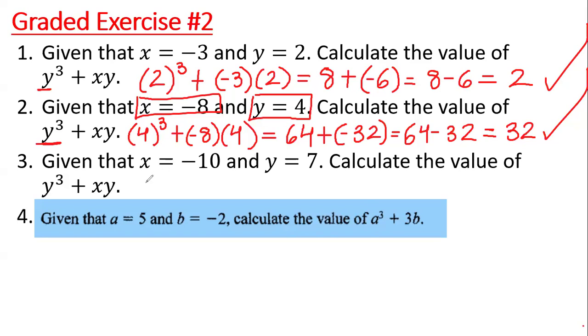Let's do it together. What is Y? So you put 7 cubed. Very good. Plus negative 10, times 7. Very good.